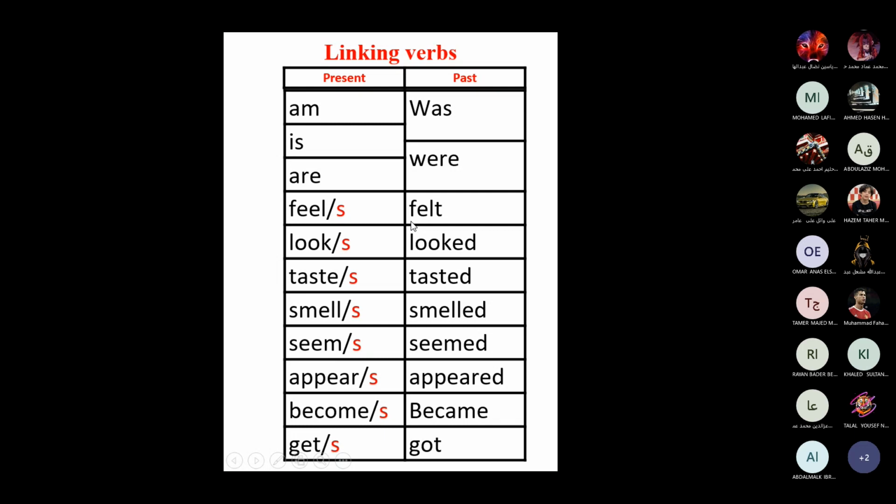So right now, guys, bring your copybook, please, okay? And write this table right now and send it through the WhatsApp group. Bring your copybook and a scale or a ruler and draw this table and fill it with the linking verbs right now and send it through the WhatsApp group. I'll give you 5 minutes to finish this task, okay? Okay, guys, bring your copybooks and draw the table, fill it with the linking verbs and send the paper through the WhatsApp group.